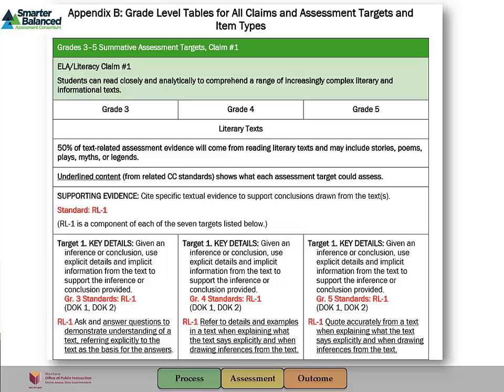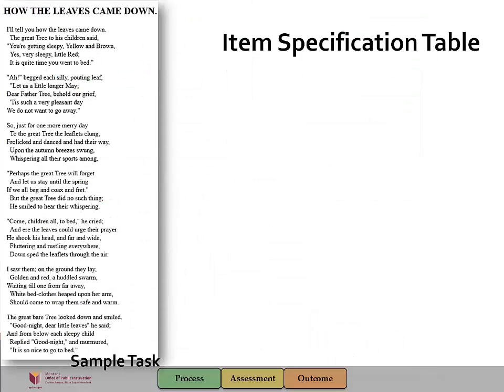Given an inference or conclusion, use explicit details and implicit information from the text to support the inference or the conclusion provided. Here our target would be a depth of knowledge 1 or 2. Shown here is a literary passage. We will use this as reference for the tasks that are presented in this slide.